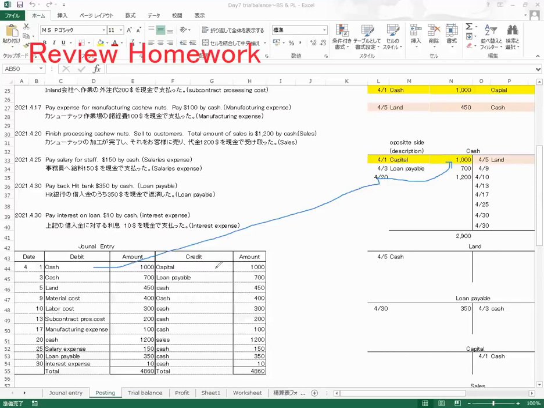So on April 1st, the cash debit side would go to the T account for cash, with capital 1000. This capital is not the name of the cash, but it is the source of the cash.